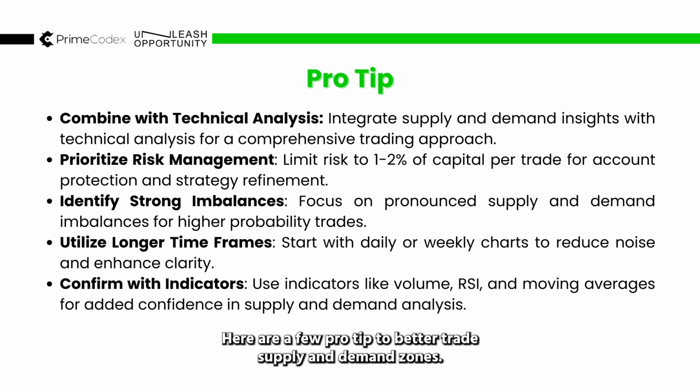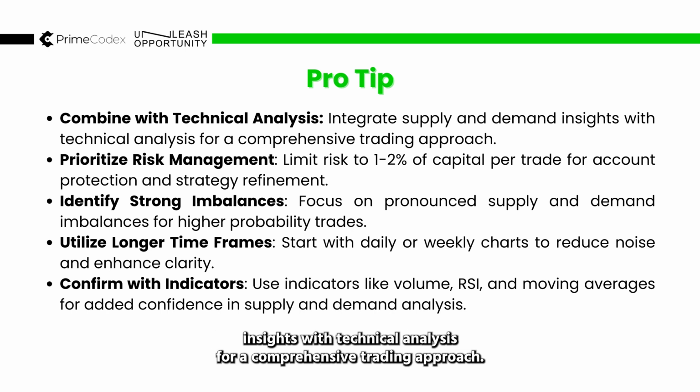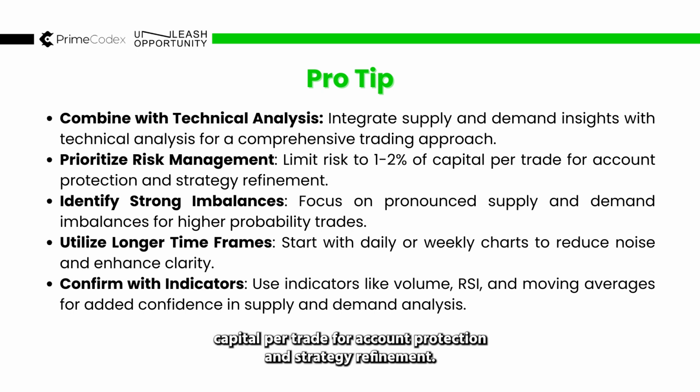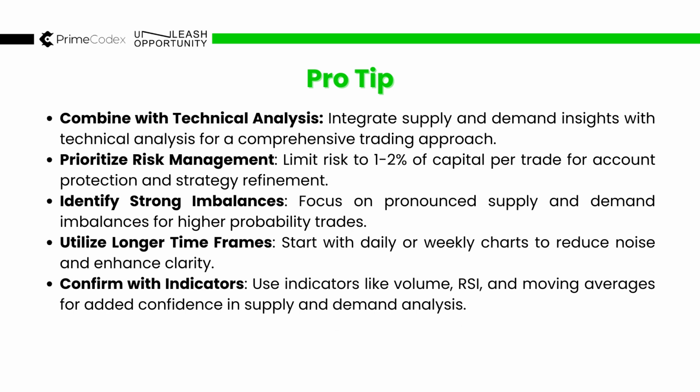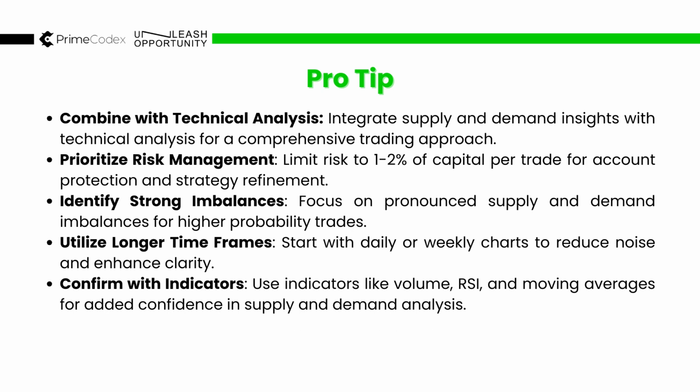Here are a few pro tips to better trade supply and demand zones. First, you need to combine with technical analysis. Integrate supply and demand insights with technical analysis for a comprehensive trading approach. Next, you also need to prioritize risk management. Limit risk to 1 to 2% of capital per trade for account protection and strategy refinement. Next is to target strong imbalance. Focus on pronounced supply and demand imbalance for higher probability trades.